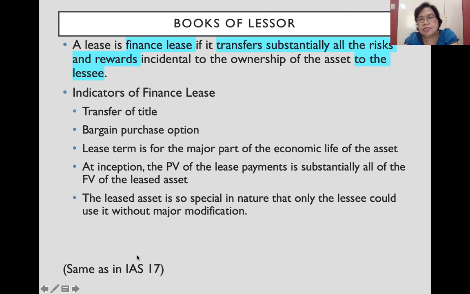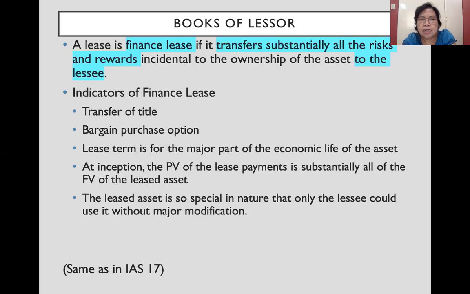A lease is a finance lease if it transfers substantially all the risks and rewards incidental to the ownership of the asset to the lessee. That is the overall guiding principle. If the lease contract transfers substantially the risks and rewards incidental to the ownership of the asset to the lessee, then that lease will have to be accounted for as finance lease.